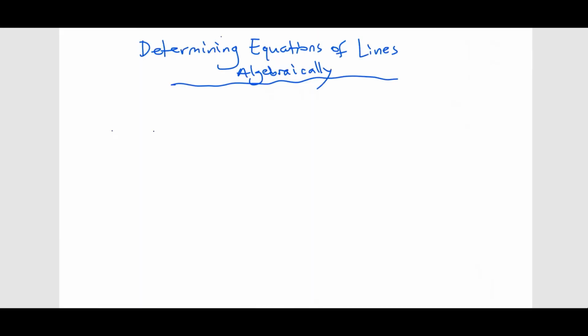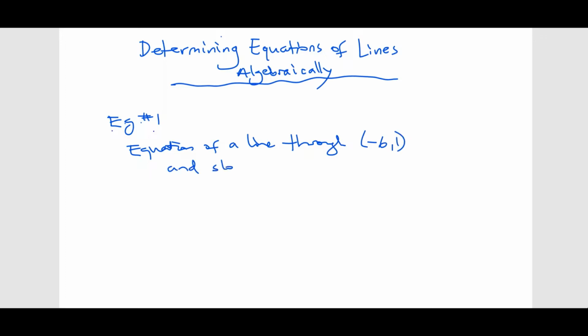So let's go over to a blank page and let's do the same question algebraically. So this will be example number 1. Okay, equation of a line that goes through the point negative 6, 1 and has slope 1/2. Okay, so how do we do this? So the first thing we do is we go to y equals mx plus b. That's probably the easiest form of the line because the slope is visible in there. And we can fill in the slope right away, 1/2 x plus b.